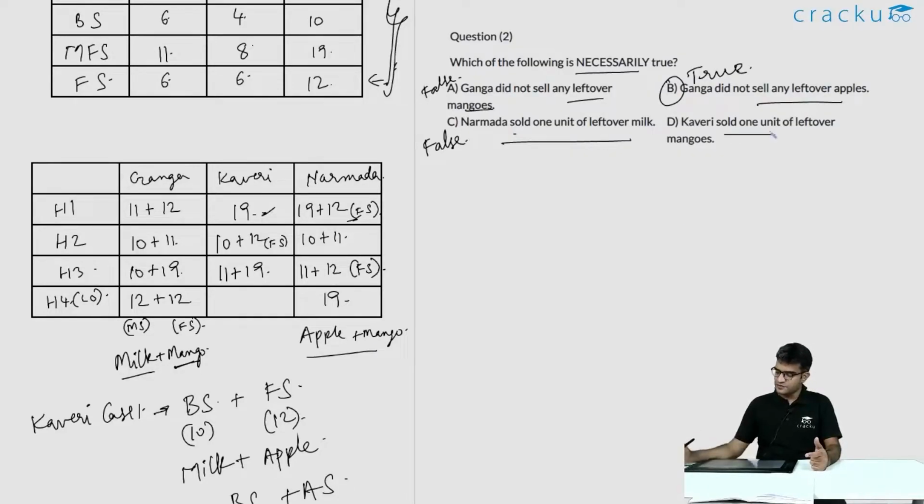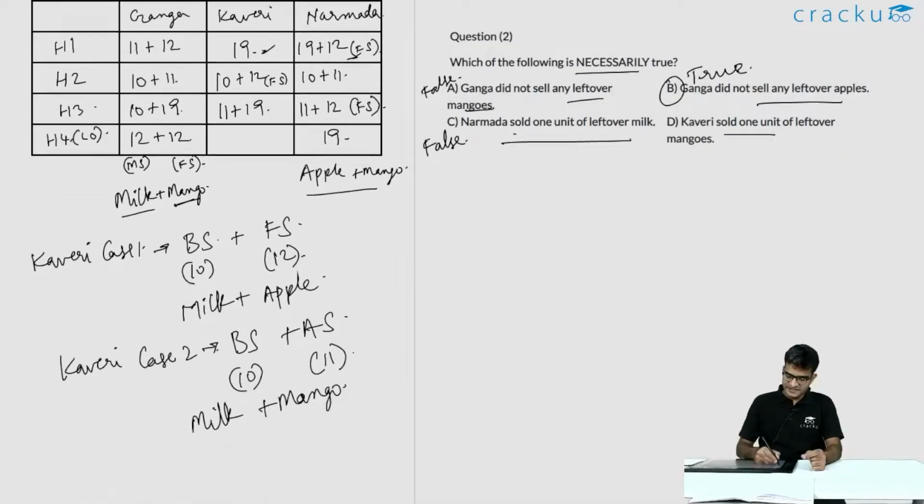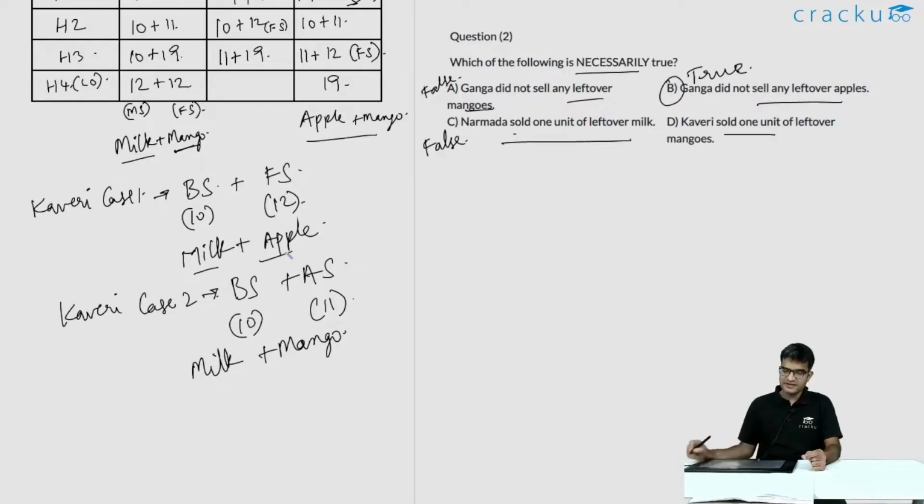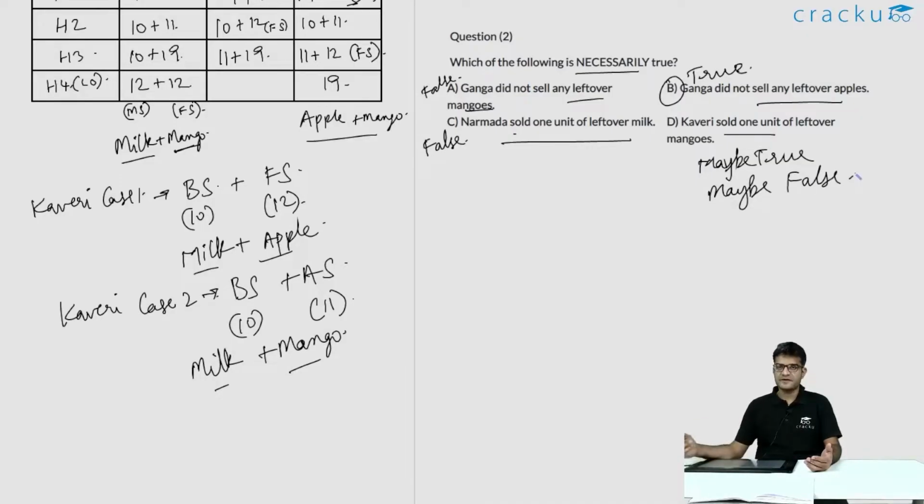We are looking at the 4th option. Kaveri sold 1 unit of leftover mangoes. In the first case, Kaveri sold milk and apple. In the second case, she sold milk and mango. So in the second case this is true, but in the first case this is false. So option D is maybe true or maybe false. Both of them are possible based on which case is actually happening.